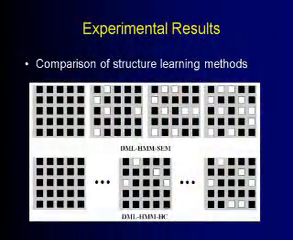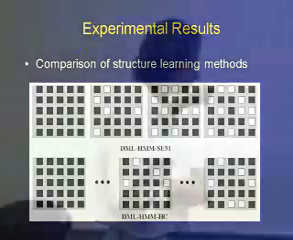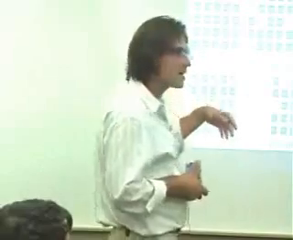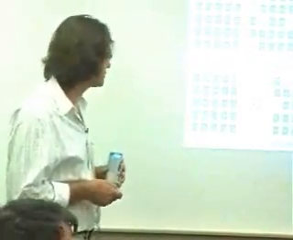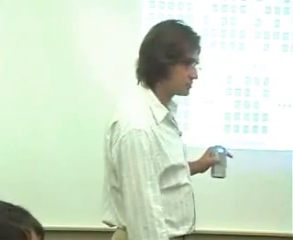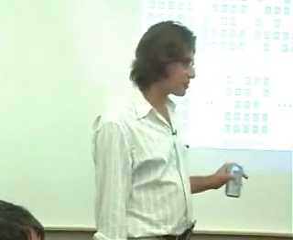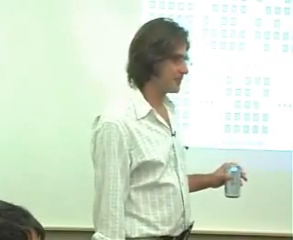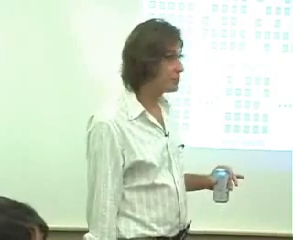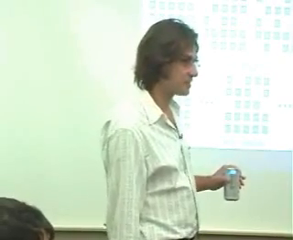So here are the 25 links. You want the diagonal always to be on, obviously. The two methods actually learn different structures. We don't know which ones. The problem is we don't have ground truth. We don't know which structure is right, and we don't know if any of them is relevant.